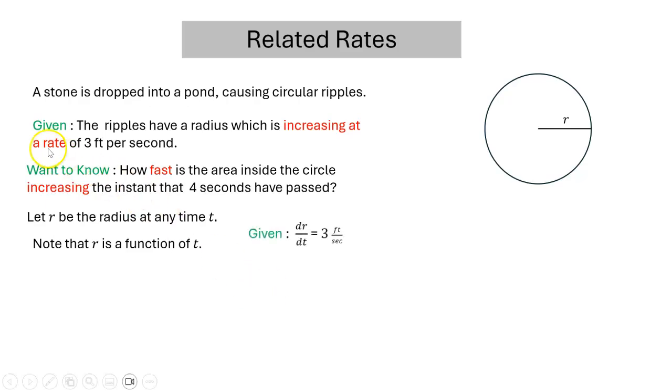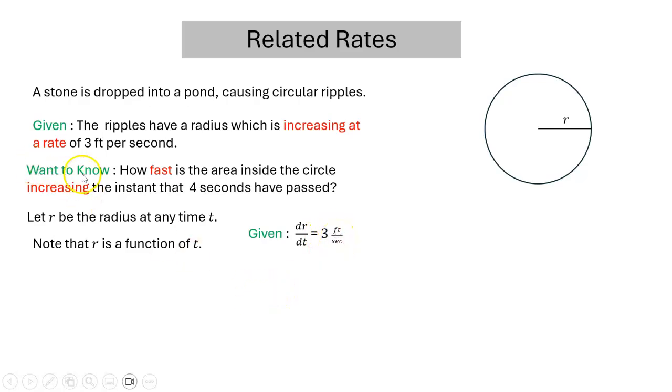So if we translate the given statement up here from English to calculus, it translates as dr/dt is 3 feet per second. So notice up here I have the words increasing and at a rate in red. When you see anything about increasing or changing or rates, you're probably being told something about a derivative. And indeed, we're told that the rate of change of r with respect to time is 3 feet per second.